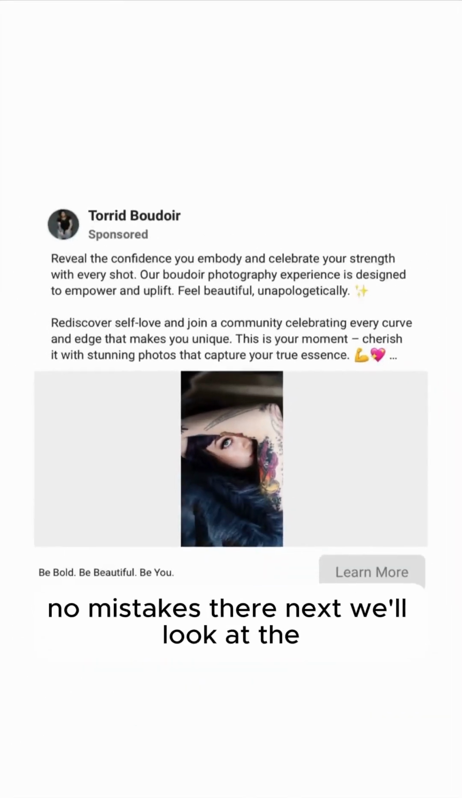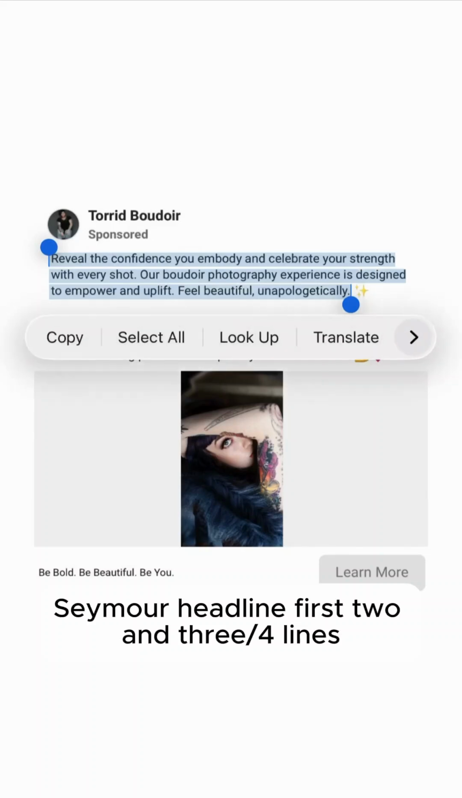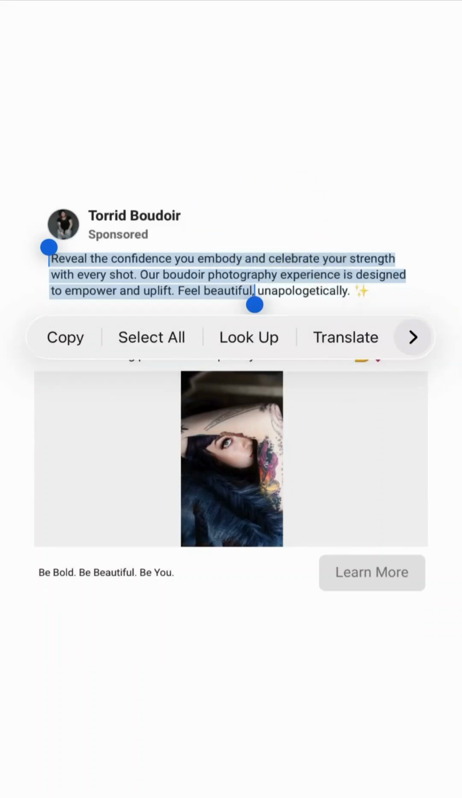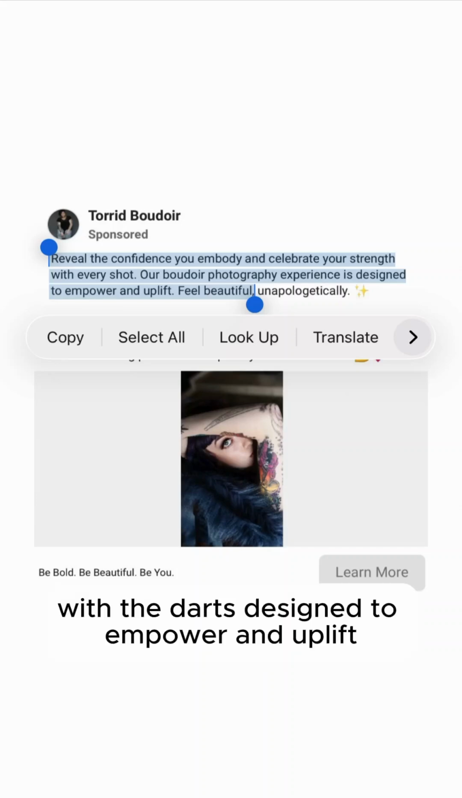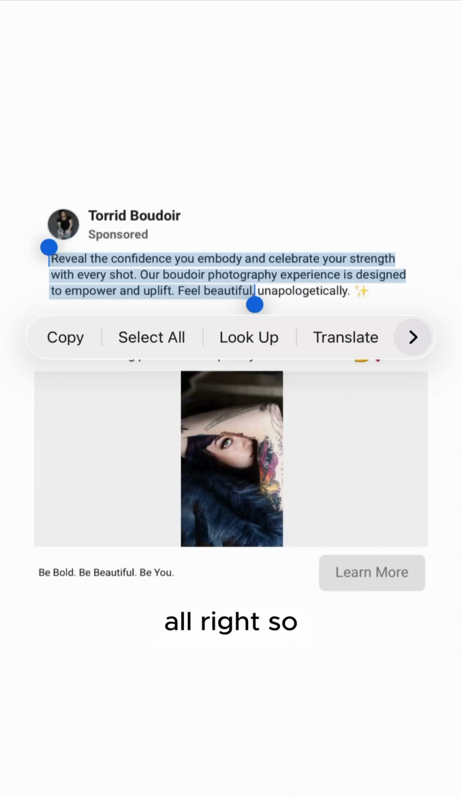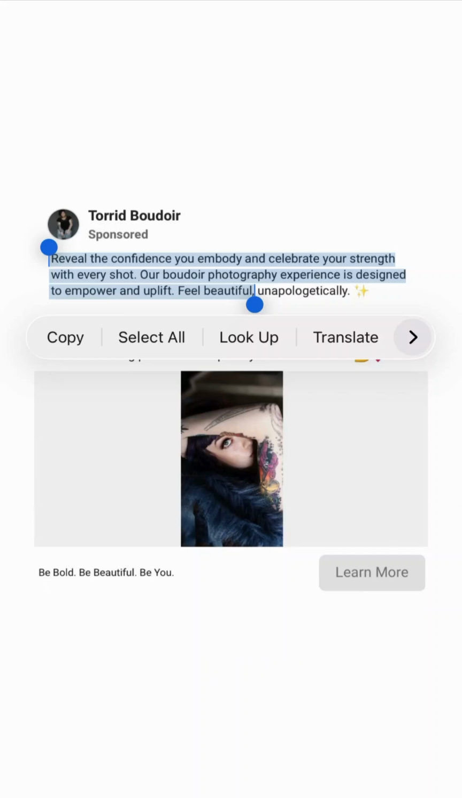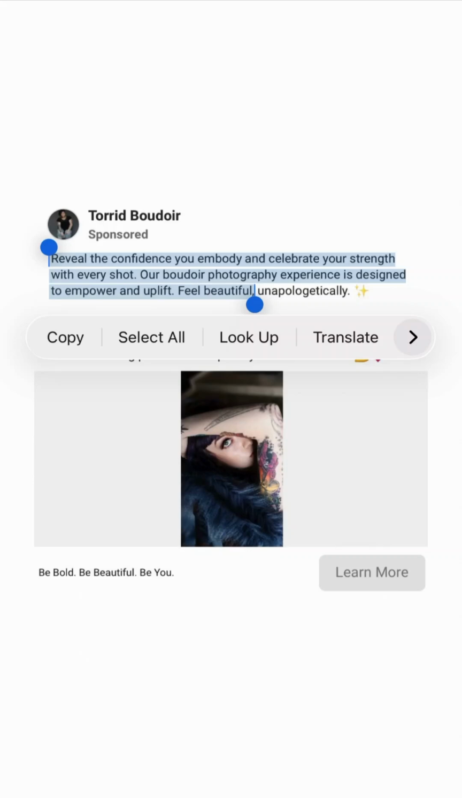Next, we'll look at the see more headline, first 2 3/4 lines, Facebook newsfeed mobile. Actually, that's probably getting cut off. Reveal the confidence you embody and celebrate your strength with every shot. Or with wealth targets designed to empower and uplift. All right, so yeah, we only got one type of specific context here. Repeated different ways a bunch of times, but still only one piece of relevant context.